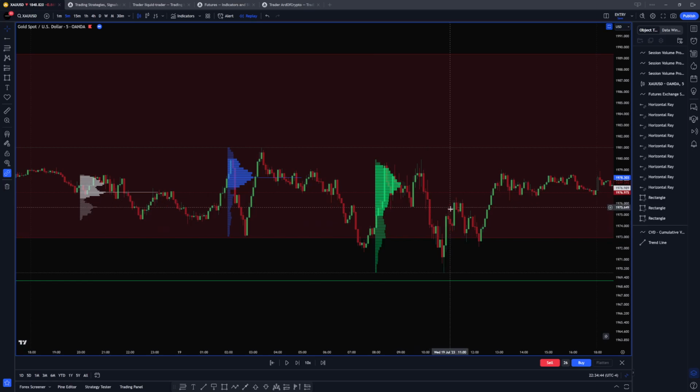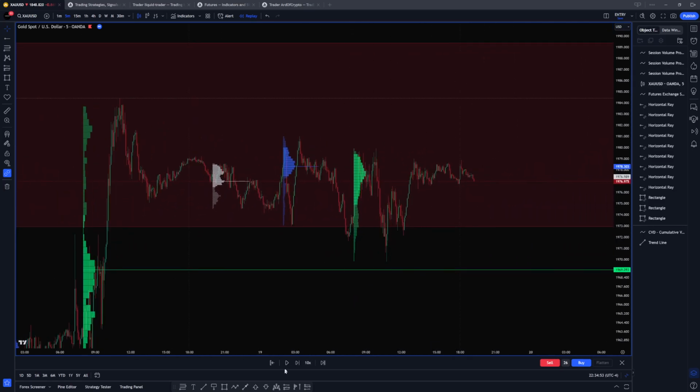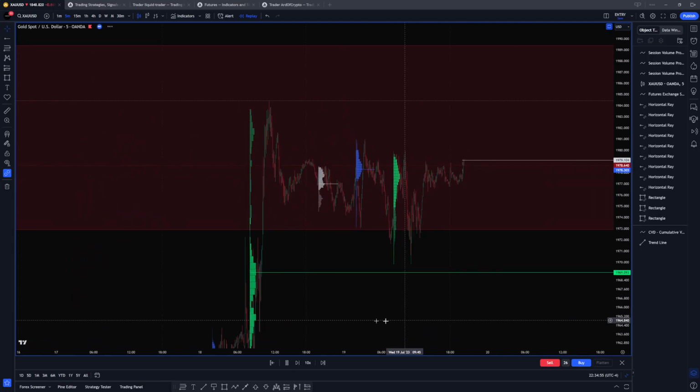Because if price is able to return back into the value area, then that means that it's able to go back to the other side again. That's the whole point of the value area. So we roll into the next day.